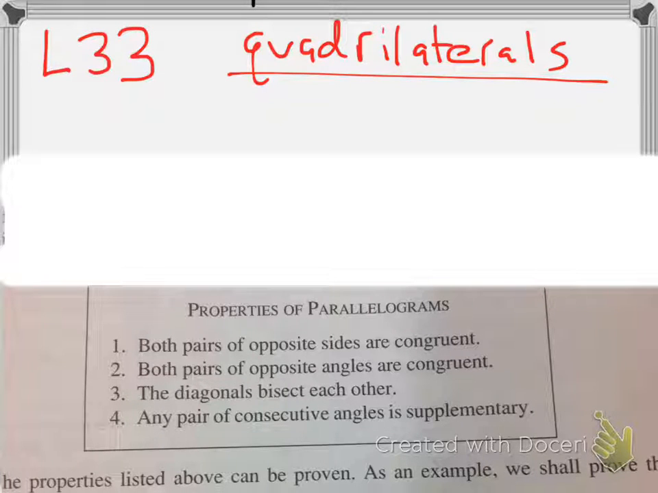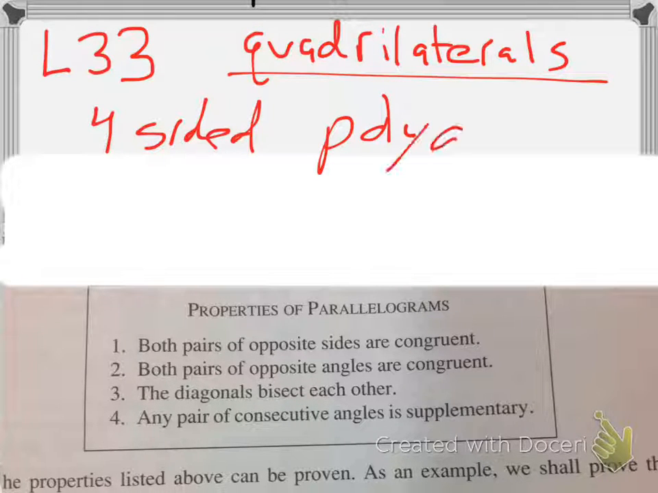So today we're going to do lesson 33, quadrilaterals. Now quadrilaterals are four-sided polygons. There are more than just quadrilaterals. Quadrilaterals is a very broad term. We start to say there are subcategories of this. And there are three categories of quadrilaterals.